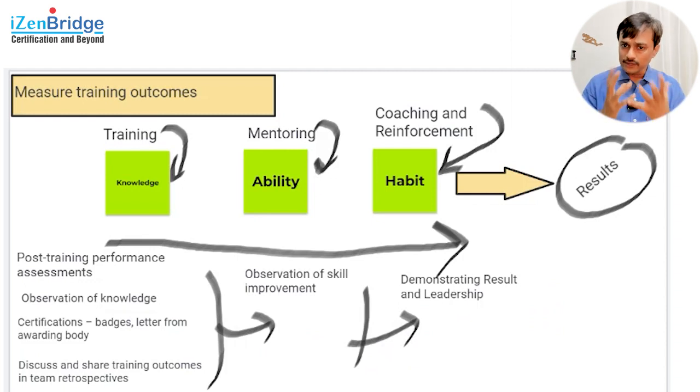Some skills which are not that complicated may directly get applied just after the training, maybe just a usage pattern and all. The more complicated skills will require more mentoring and coaching before they can produce the desired result. So this is how you can measure the outcome of the training. I think that's it for this particular task.